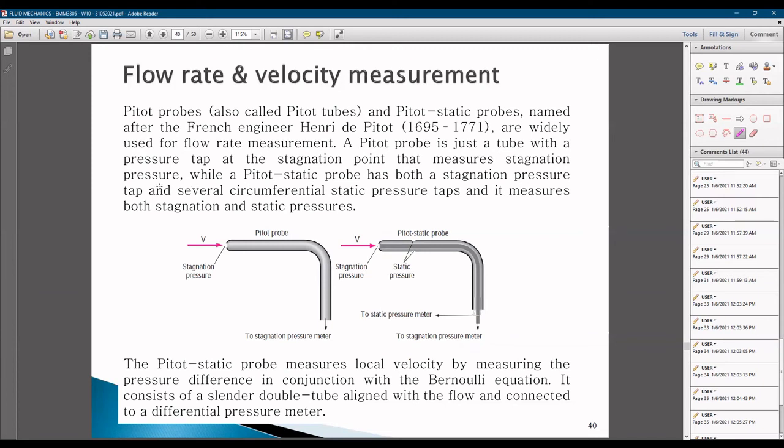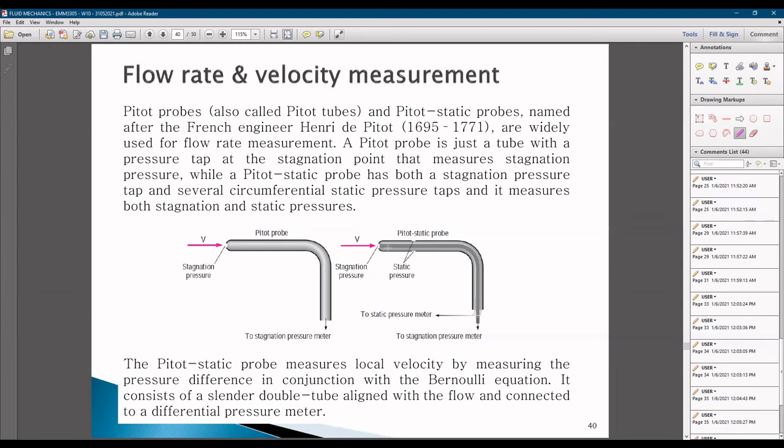That measures stagnation pressure, while a pitot static probe has both a stagnation pressure tab and several circumferential static ports. If you look at it from the side or from the top, you can see there are some additional small holes on it that allow the measurement of the static pressure.